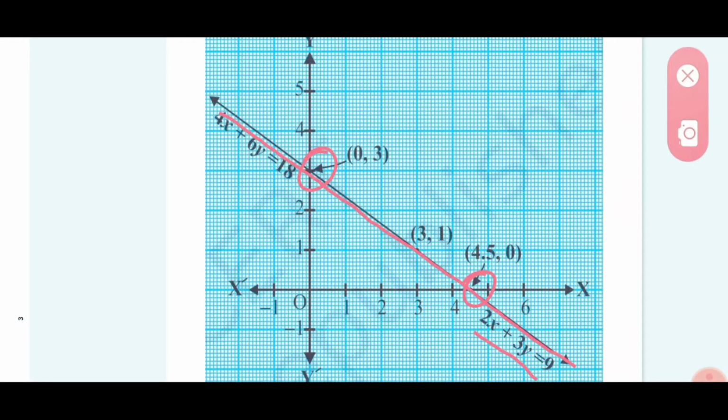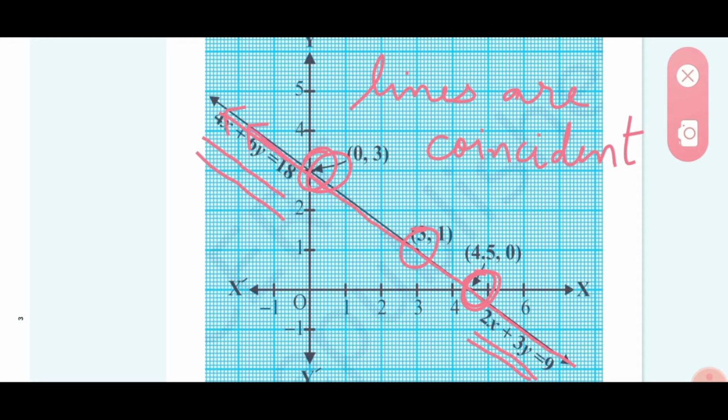Now the line for the equation 4x plus 6y equals 18 also passes through 0, 3, 3, 1 and 4.5, 0. So you saw that the two equations correspond to one line only. That means both the lines are coincident. They are lying on one another. You can see that the line for 2x plus 3y equals 9 and the line for 4x plus 6y equals 18 are the same.